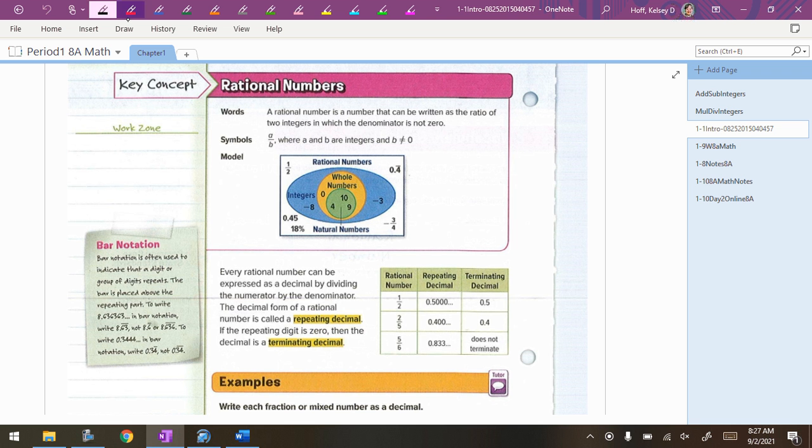And what happens is they use that bar notation. Do you remember ever seeing a decimal that looks like this? Okay. That bar means that 3 repeats over and over and over and over. It never ends. We also can have terminating decimals.